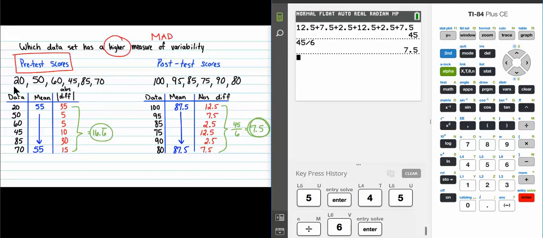And you can actually tell if you look at your numbers, look at how far apart these are from each other. Super low scores, higher scores, medium scores, they're everywhere. But then if you look at the post-test scores, notice how these numbers are actually all closer to each other. So these aren't spread out as much as the pre-test are. So this is going to be how you guys find MAD.